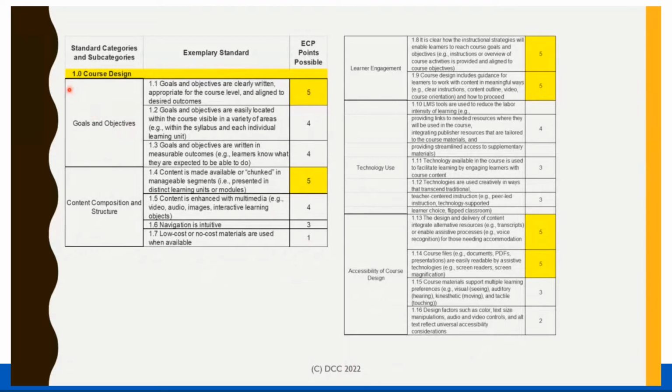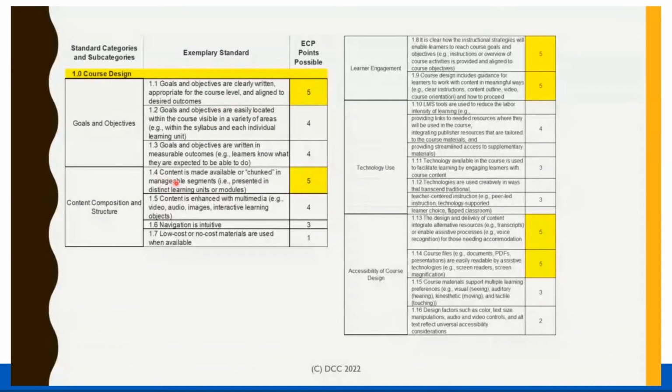So you can see under section 1, course design, what I did is I highlighted, this is all of the rubric for section 1, but I highlighted the 5 point compulsory standards for you. So for example, 1.1 of the rubric, goals and objectives are clearly written, appropriate for the course level, and aligned to desired outcomes.